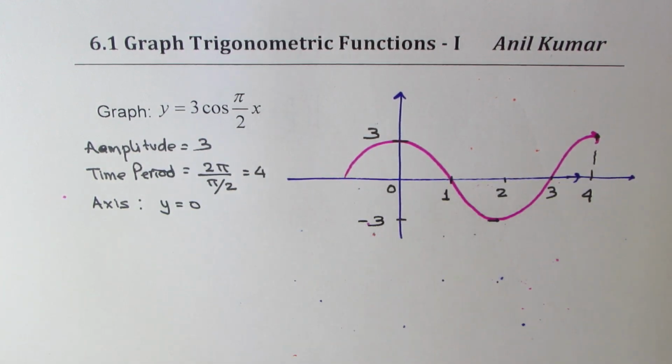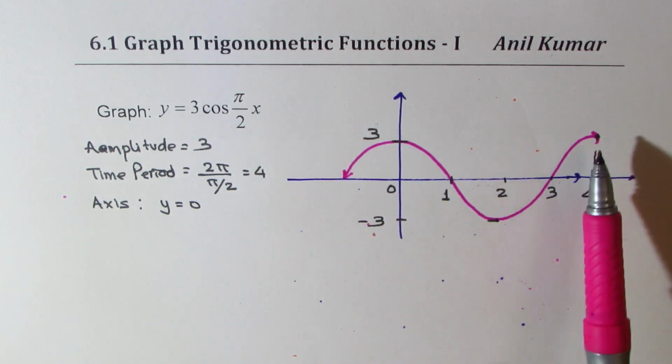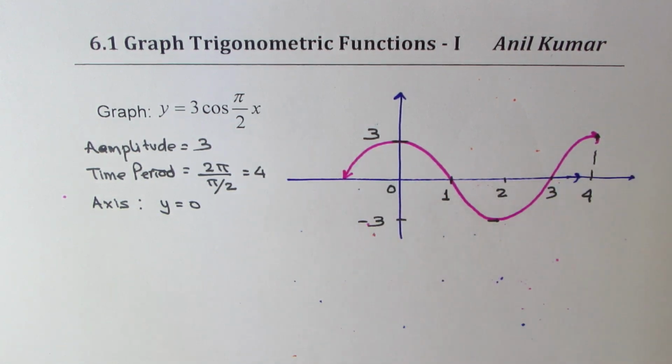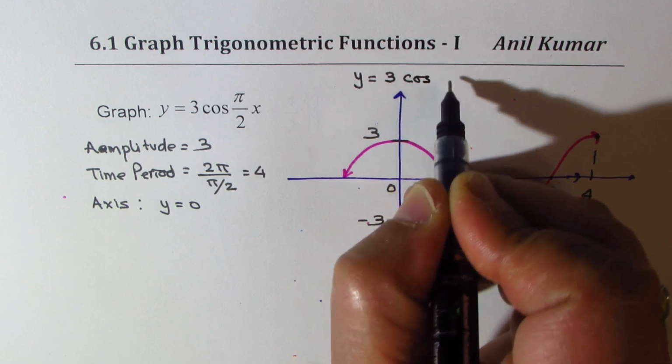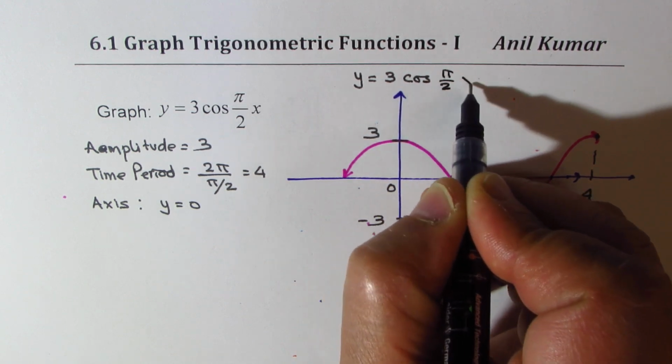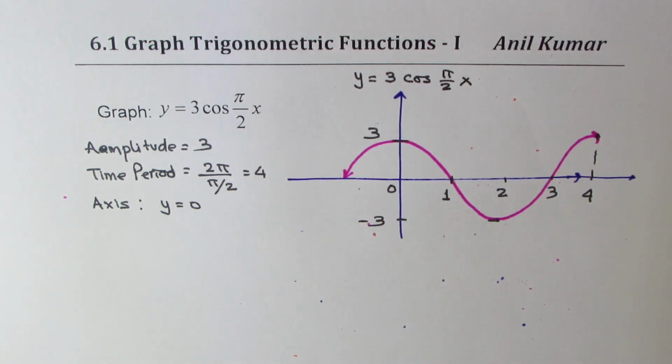Does it make sense? So as you know, they are periodic functions, so it will kind of continue. So I'm interested actually in showing you one wave. So that becomes one wave for y equals to 3 cos pi by 2x. Does that make sense to you, right? So that is how it is going to look. Now in part 2, we will see transformation of such waves.